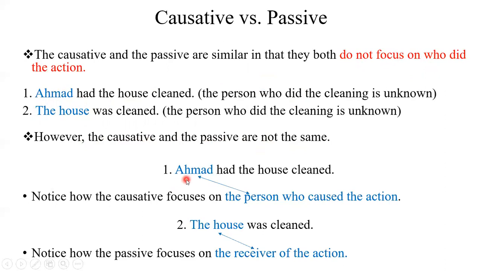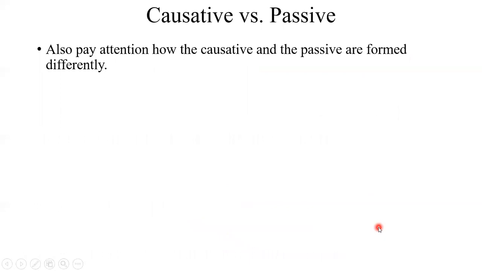Again, we said Ahmed had the house cleaned. Here, the causative focuses on the person who caused the action. When I say the house was cleaned, notice that the passive sentence focuses on the receiver of the action. And so the causative focuses on the cause, the passive focuses on the receiver. This is a very important difference.